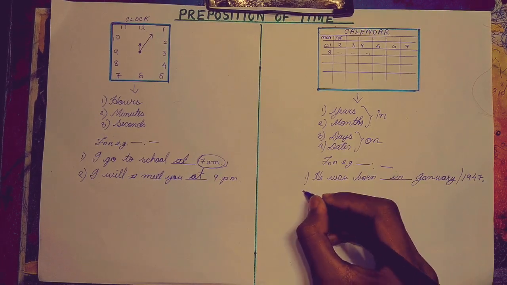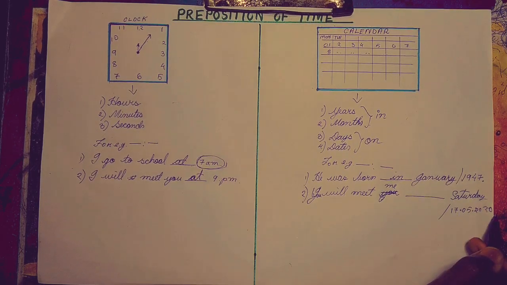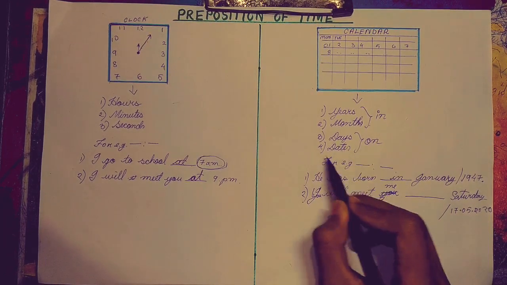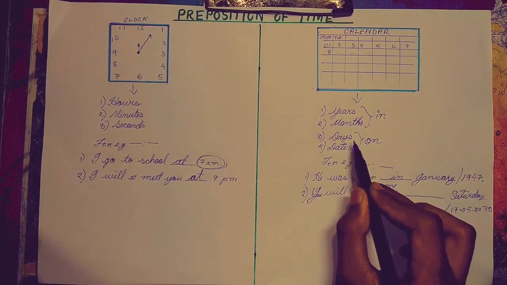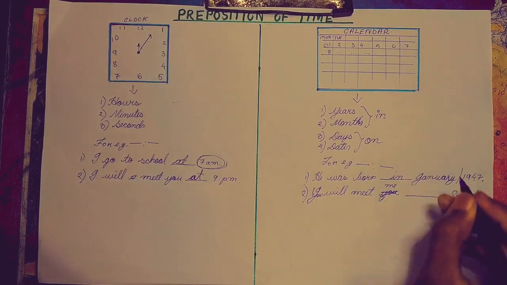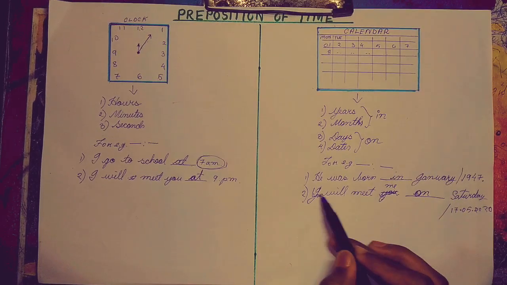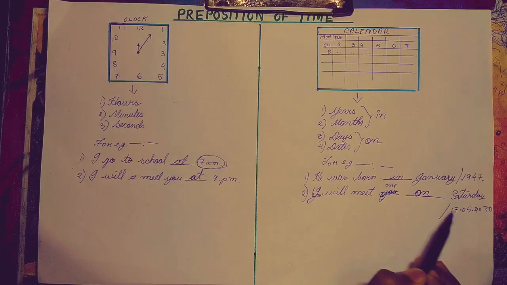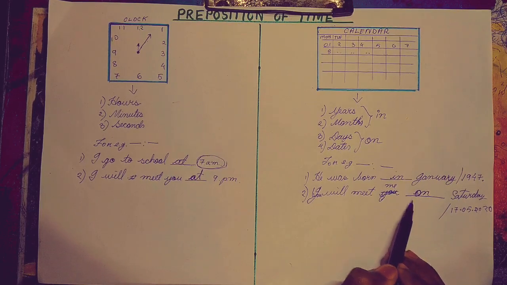Similarly, you will meet me this Saturday or 17/05/2020. You will notice that Saturday is a day and 17/05/2020 is a date. So you have already learned that in the case of days and dates, we will always use the preposition on. So put the preposition on and your answer is complete. You will meet me on Saturday, or you will meet me on 17/05/2020. We will always use the preposition on.